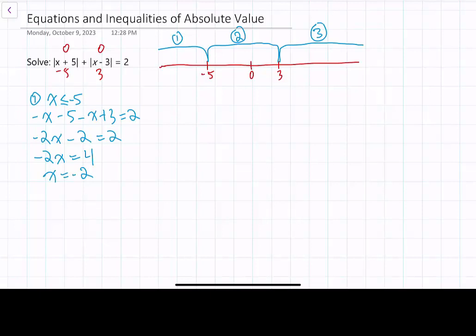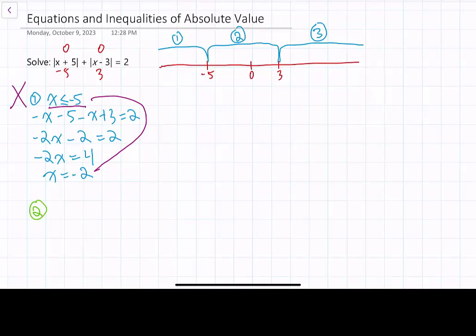But is this possible? We already know, based off of the condition, that x is less or equal to -5. It has to be that. But then after calculating, we get x equals -2. Clearly, these do not equal each other, or they go against each other, which means that this first solution is wrong.